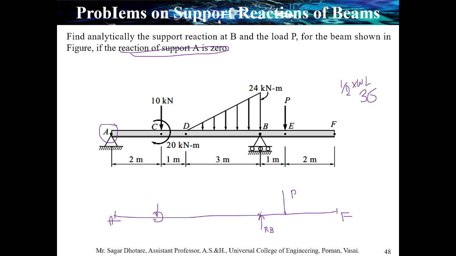Now what about the distance from point B? The distance will be 1/3 of L, so it is very simple to calculate. 3 divided by 3 is 1 meter. So at 1 meter you can place this force, that is 36 kilonewton, at a distance of 1 meter from point B.